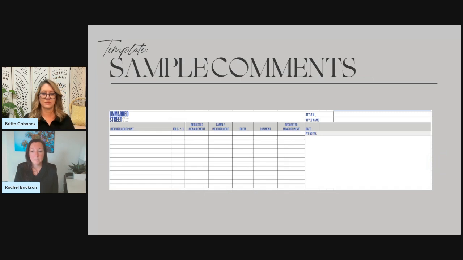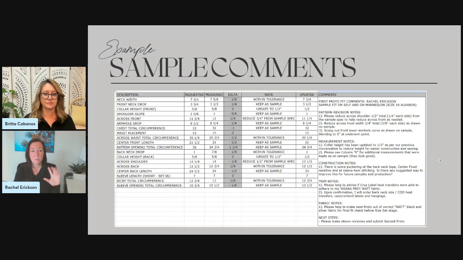Your sample comments page is then going to be a key page for you to copy and reuse over and over again as many times as you can. And so what we're doing in here is we're basically copying our points of measure, our requested measurement, and then when we receive a prototype or a sample, we're going to measure it ourselves, and then we're going to put into that measured column what the actual sample measured, and then we're going to calculate out via a formula how different was it from what we requested.